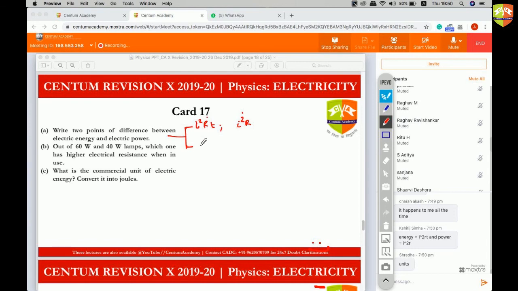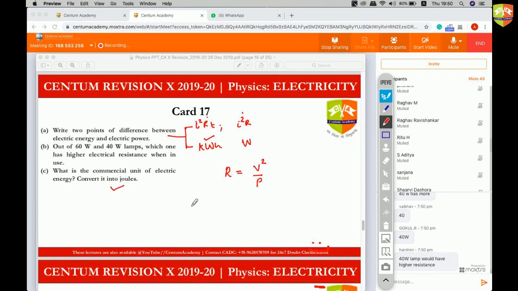Write 2 points of difference between electric energy and electric power. 2 points, very quick. I would be interested to get the mathematical formulae. The first line will have 2 points of difference: their mathematical forms, power is I square R and energy is I square R T. Unit of energy is kilowatt hour, whereas unit of power is just watt.